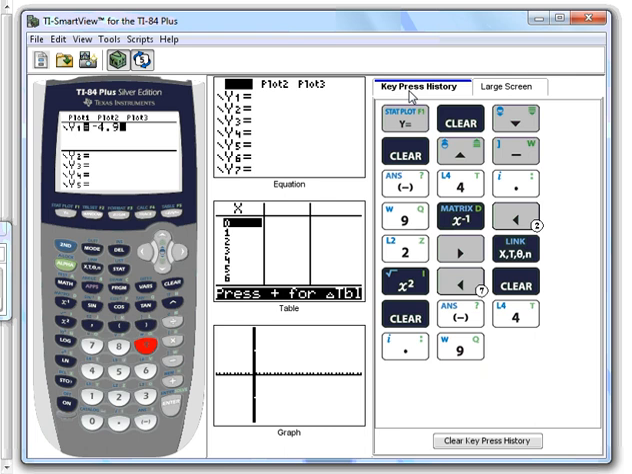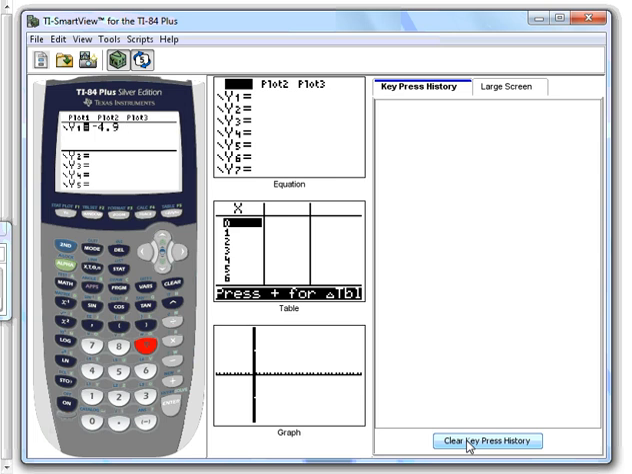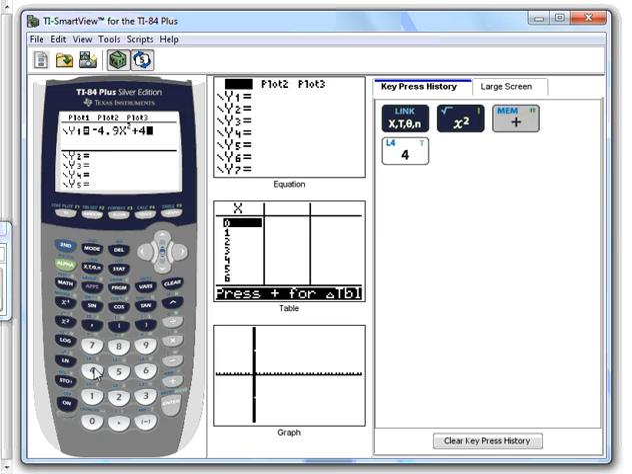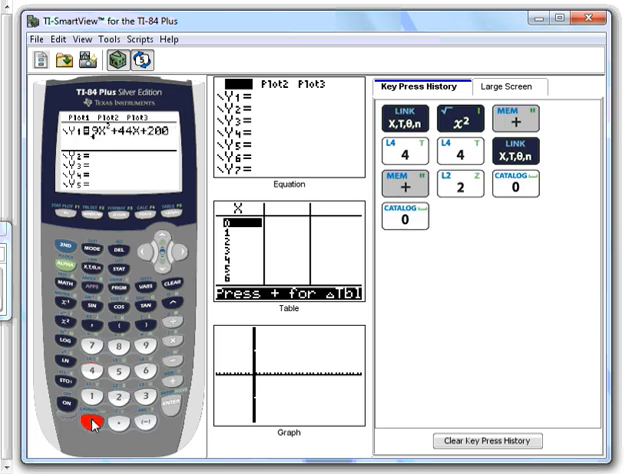I want to clear. There. X squared. There we go. Oh, took forever. Plus 44x plus 200. Okay, sorry that took so long, but there it is.